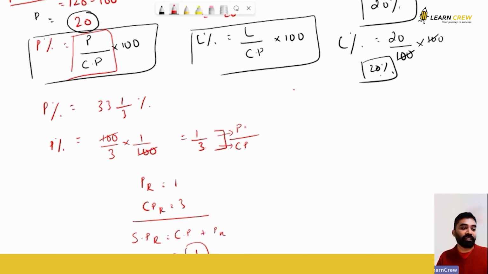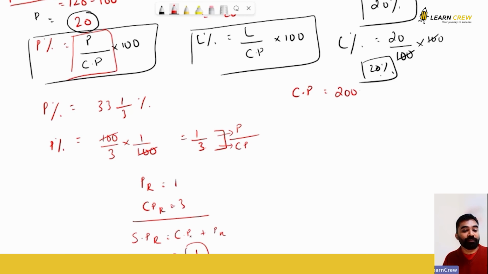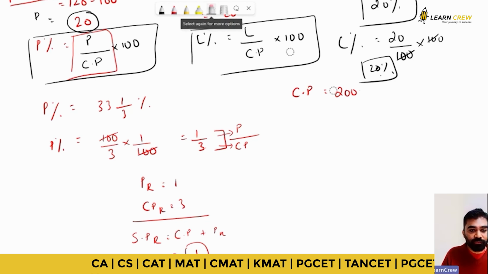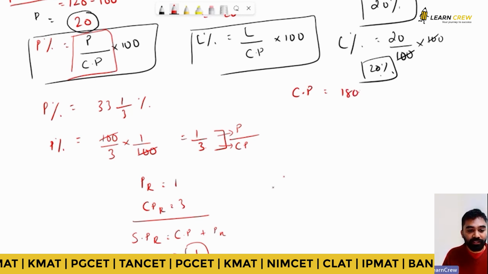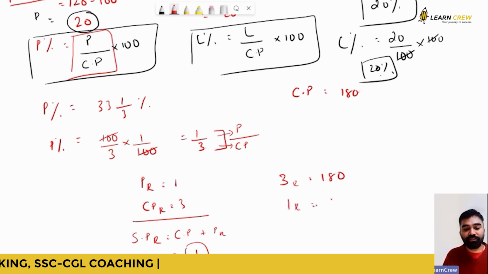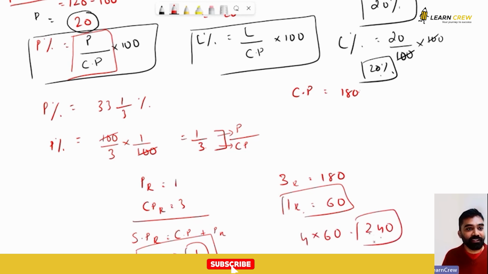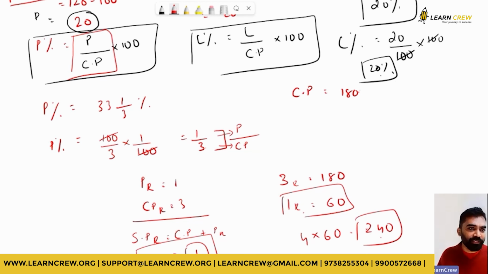Now imagine that my cost price is given as 200. Here I have said that my profit is 1 ratio and my cost price is 3 ratio. Or I can keep it as 180 instead of 200. So my 3 ratio is equal to 180. A single ratio is equal to 60. Now if I want to find out my selling price, what will I do? 4 into 60, that is going to give me 240.